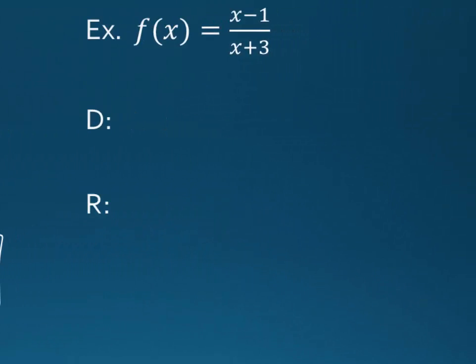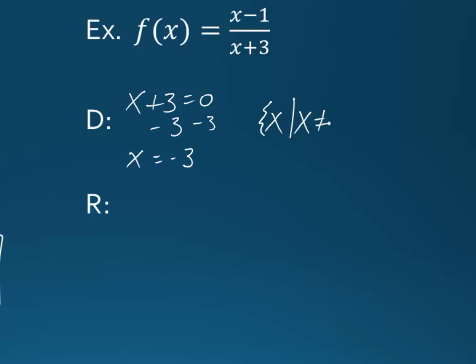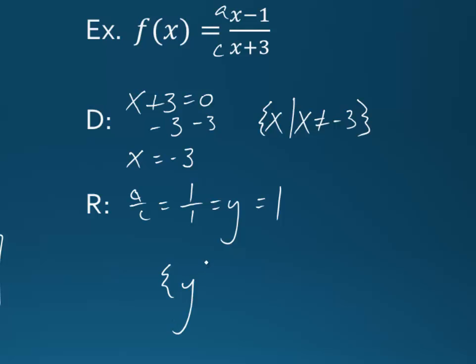Now your domain for example 2. Remember, find your vertical asymptote. So set your bottom equal to 0. x plus 3 equals 0. Subtract 3 from both sides. You'll have x equals negative 3. So your domain would be all numbers except for negative 3. And your range will be a divided by c to find your horizontal asymptote. So a divided by c will be 1 divided by 1, which just equals 1. So your range will be all values except for 1.